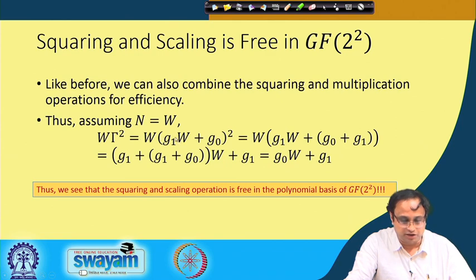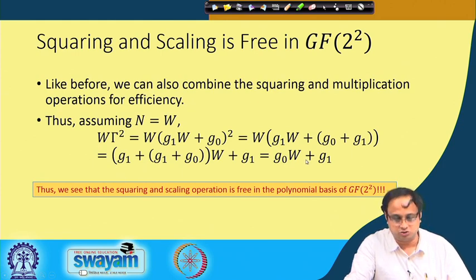The operation that I am doing is W multiplied with G1W plus G0 whole square. And this is nothing but G1W plus G0 plus G1. Again I have substituted W square as W plus 1 and this is what I get. Now if I again multiply with W, I get W square, and then again I replace W square with W plus 1, and finally, after a few simplifications, I get G0W plus G1. You note that my input was G1W plus G0. After doing squaring and scaling, I just get the same result, only swapped. So I just need to swap the higher part with the lower part.